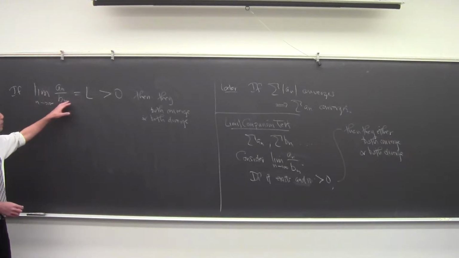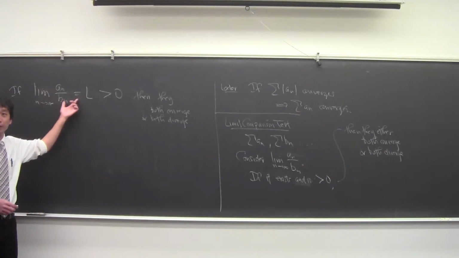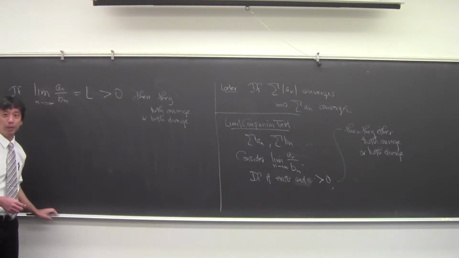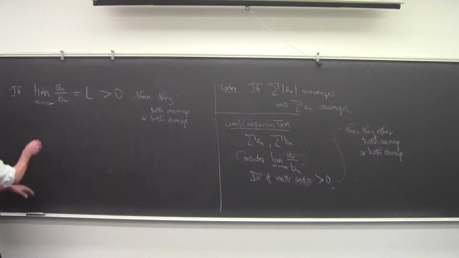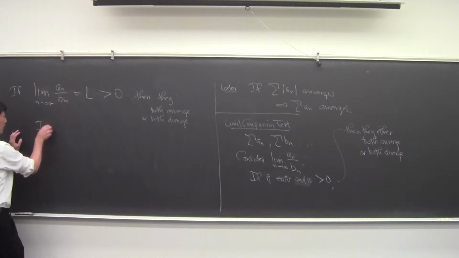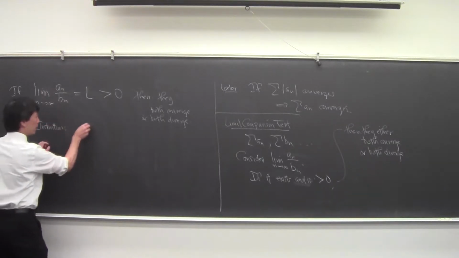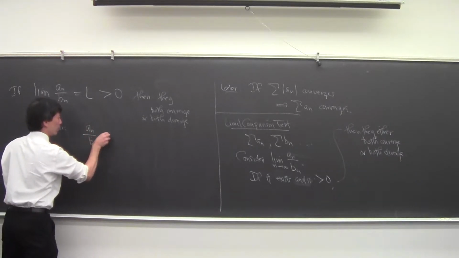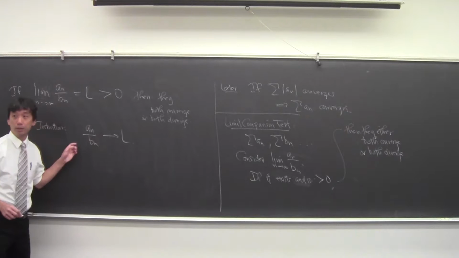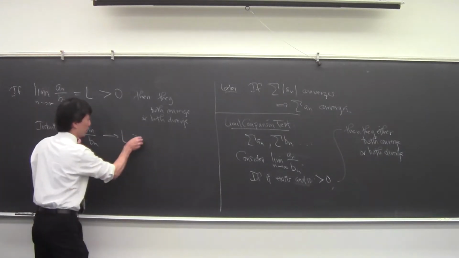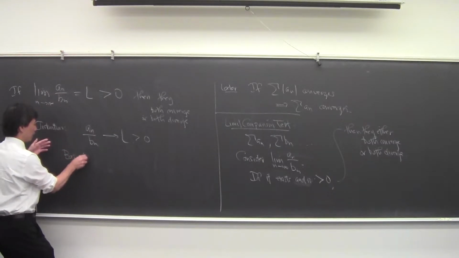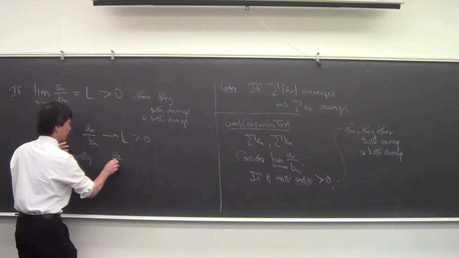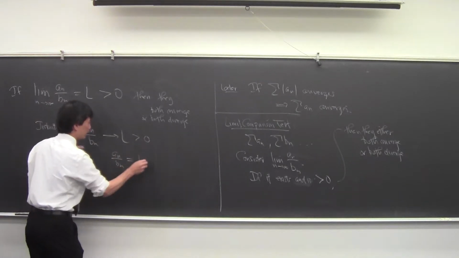So think, the limit of the ratio is L. What does that say to you? The limit of the ratio is some fixed number. Let me show you one way of thinking about the limit. Here's your intuition. You're thinking, well, this limit is L. It's some positive number. And so the way you want to think is that, basically, A sub n over B sub n turns out to be basically L.